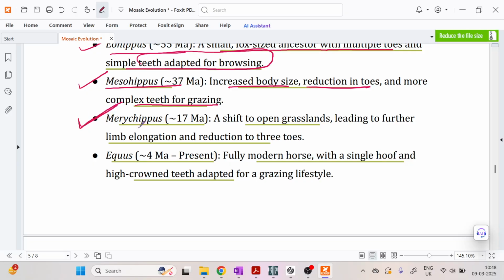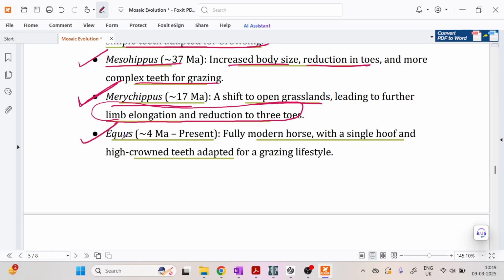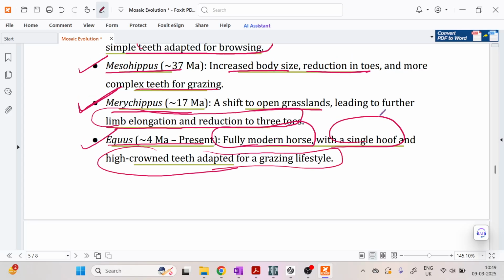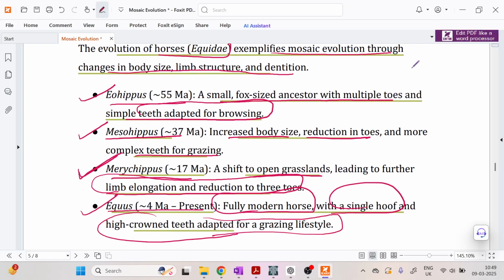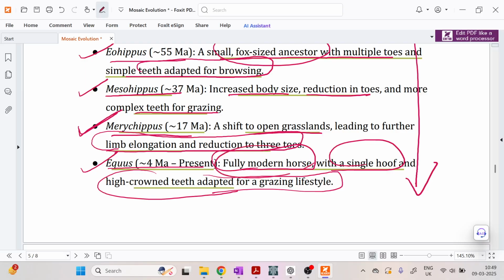Next stage in this hierarchy was Merychippus, which shifted to open grasslands, leading further to limb elongation and reduction to 3 toes. Finally, Equus, a fully modern horse with a single hoof and high crowned teeth that is adapted for grazing lifestyle. So ये modern horse, इसका evolution आप देख सकते हैं from a small fox-sized ancestor to fully modern horse.